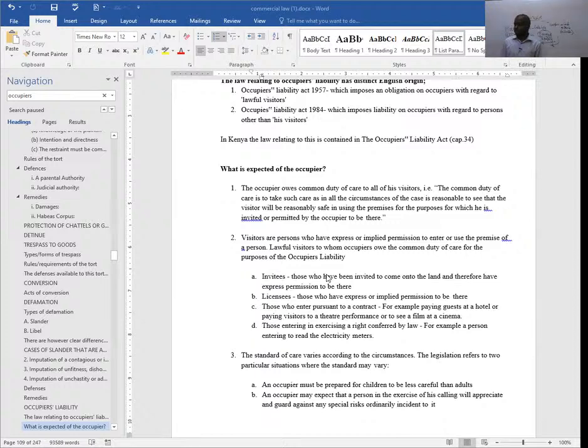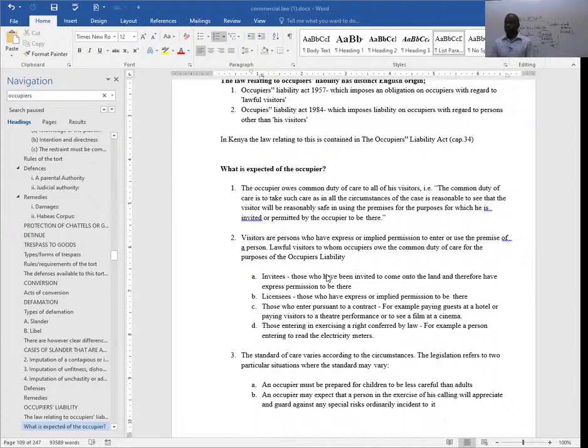the premises. Number 2, visitors are persons who have express or implied permission to enter or use the premise of a person. So those are the ones who have been licensed or allowed under the law.